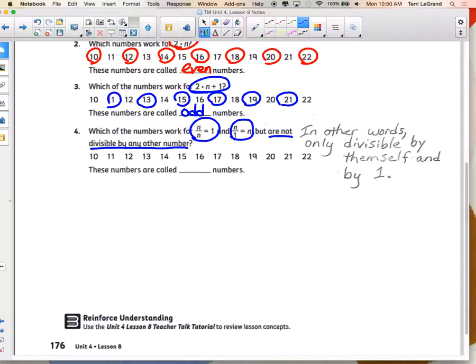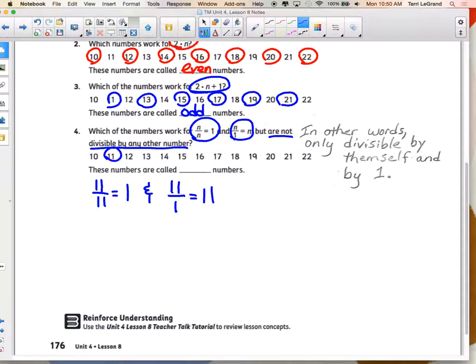So anybody think they know any numbers in that list that might qualify? Kate, you got one? 11, she says. So 11 might qualify. Let's see. Is 11 divided by 11, 1? Yes. So 11 divided by 11 does equal 1. And is 11 divided by 1, 11? Because we're replacing the n's with 11. Okay, can any other number other than 11 and 1 go into 11? No, okay.